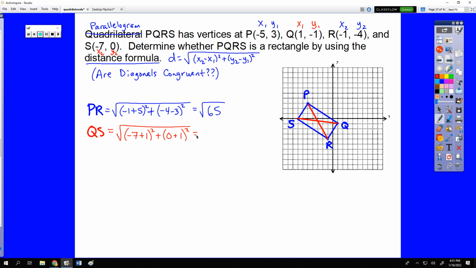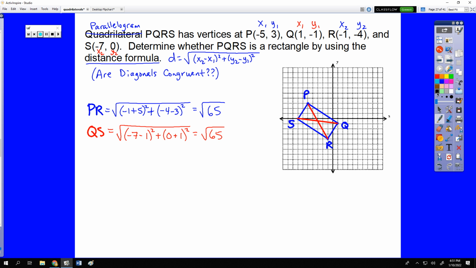Again, that is -6, or I'm sorry, that should be -7 minus 1. That is a mistake on my part. Let me fix that. This should be a minus right here. Okay. So x2 minus x1 would be -7 minus 1, quantity squared. That would be -8 squared, which is 64, plus 0 plus 1, quantity squared, would be 1. So 64 plus 1, that also is the square root of 65.